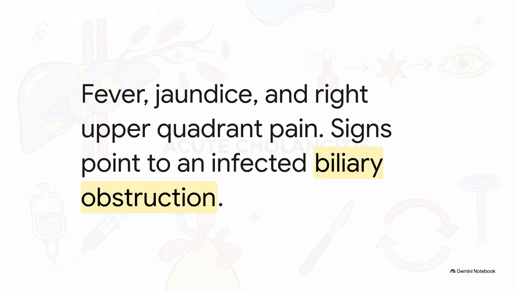Looking at the labs, his white count was 18.4 with a left shift. Total bilirubin was 6.8 with a direct of 5.1. Alkaline phosphatase was 480. His creatinine was 1.9 from a known baseline of 1, and his lactate was 3.1. A bedside ultrasound showed an 11 millimetre common bile duct with a visible obstructing stone, alongside a completely normal thin gallbladder wall.